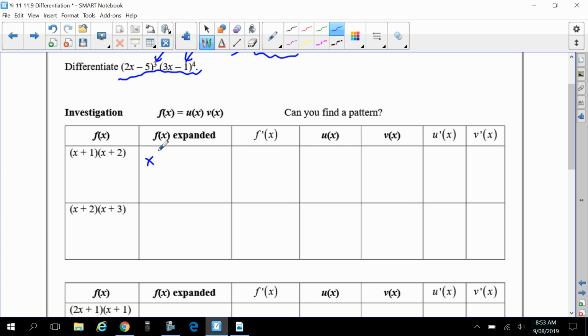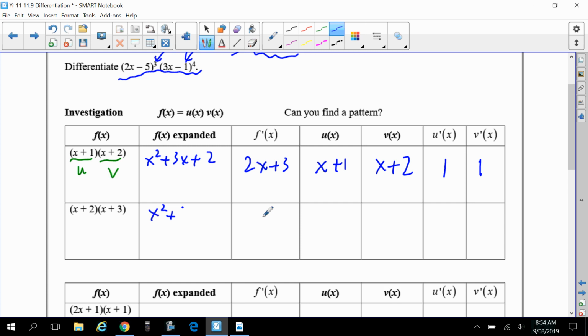So if we expand, we get x squared plus 3x plus 2, right? How do I get 3 so quickly? 1 plus 2 is 3. 1 times 2 is 2. We're going to expand this and then find the derivative, which is easy to do. And then now we're going to call the first thing u, that thing v. So your u is x plus 1, v is x plus 2. And find the derivative, which is 1 and 1 respectively. Pretty straightforward.